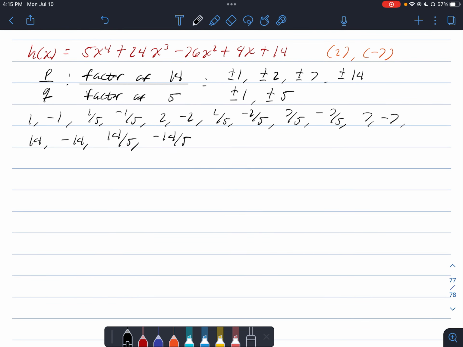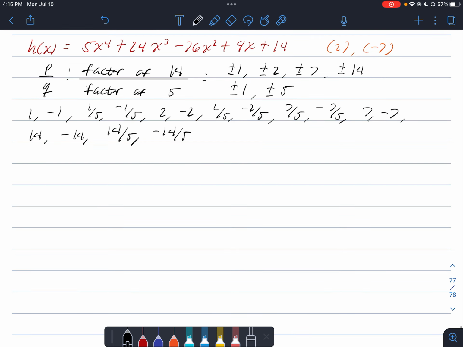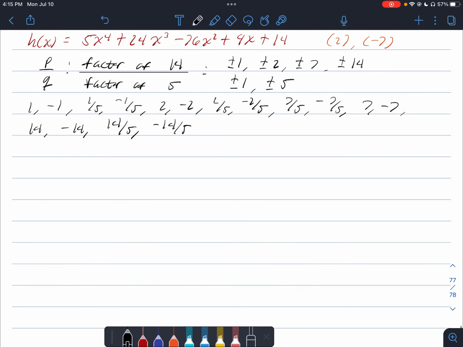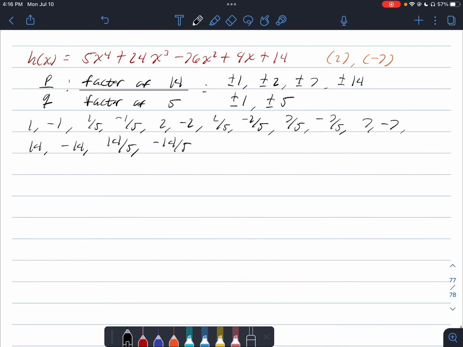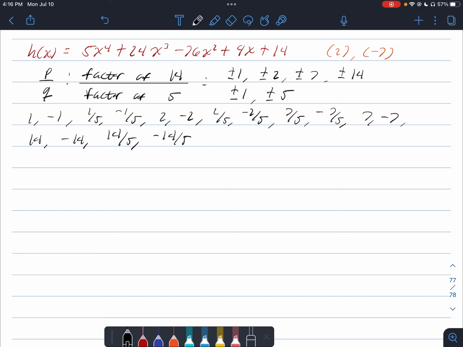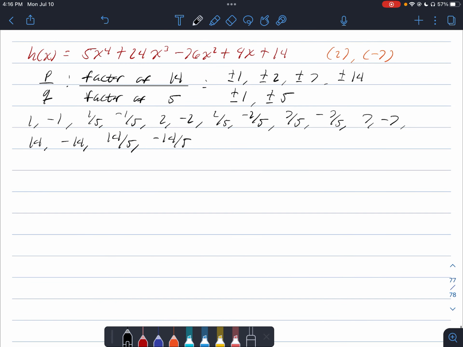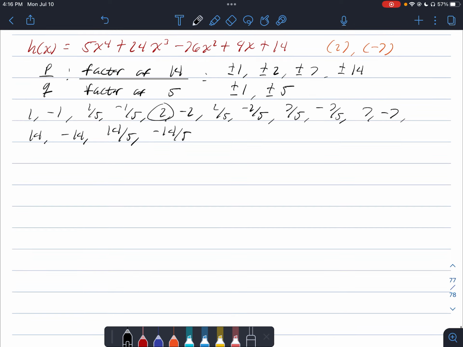Okay, so when you get to these bigger polynomials here, especially when you have lots of factors for each of your P and Q, you're going to have a lot to choose from, okay? And again, we're going to make a couple of lucky guesses here. But let's start with 2, okay?